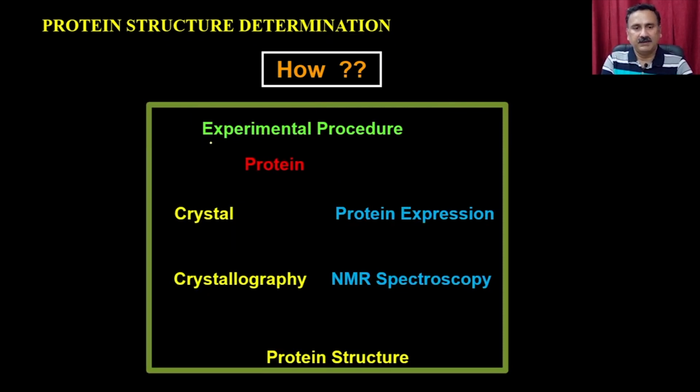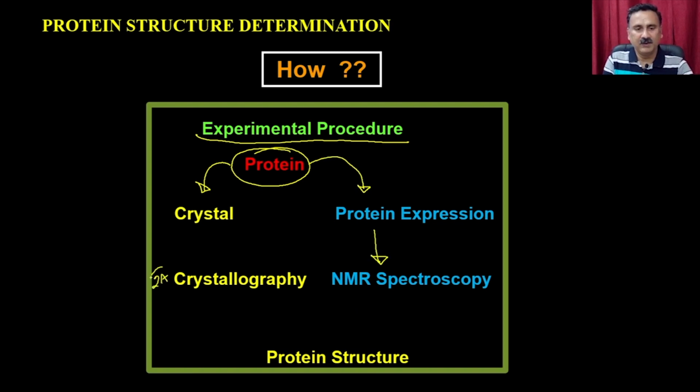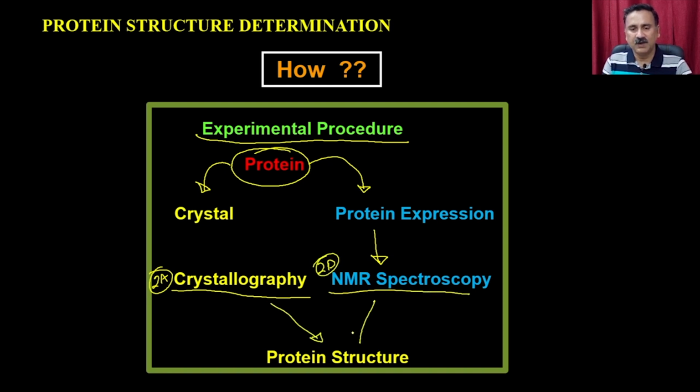Now, as far as the experimental approaches are concerned, once you have the proteins, you can either generate the crystal, or you can express the protein and that will give you the NMR spectroscopy. So, you have two options, 2A, X-ray crystallography, or 2B, NMR spectroscopy, and both of these are going to give you protein structures. So, let us start with the crystallography.